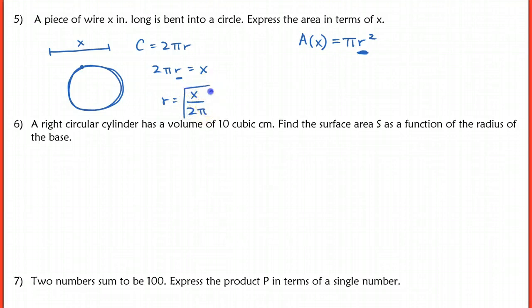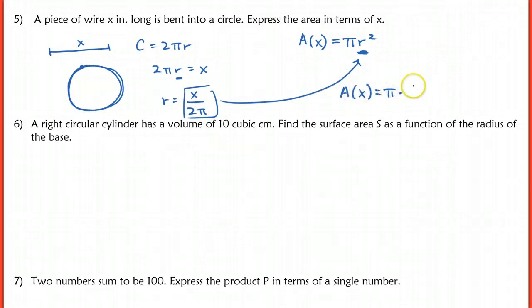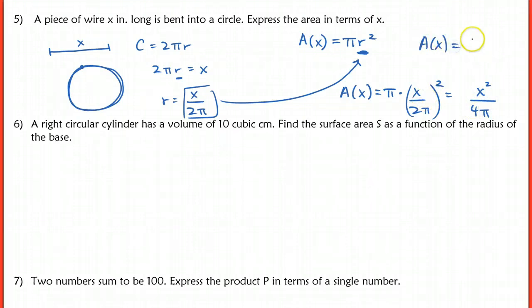Now I can substitute this in for r so that I get it in terms of one variable. So A of x is equal to pi times my radius, which is x over 2 pi, squared. If I simplify this, I end up with x squared over 4 pi. So A of x is equal to x squared over 4 pi, and there's my function in terms of x.